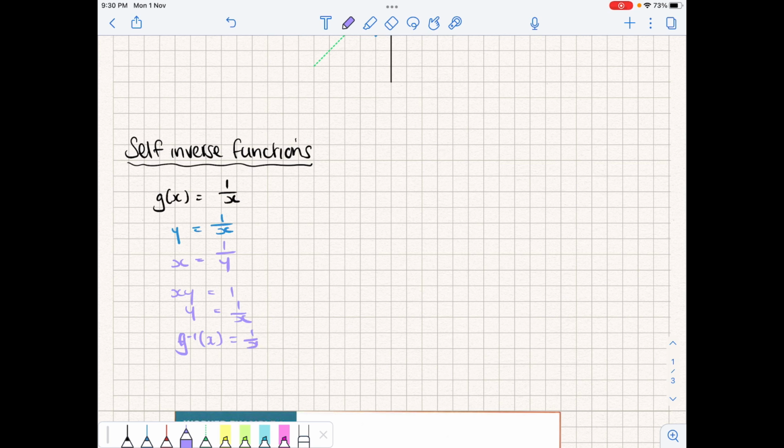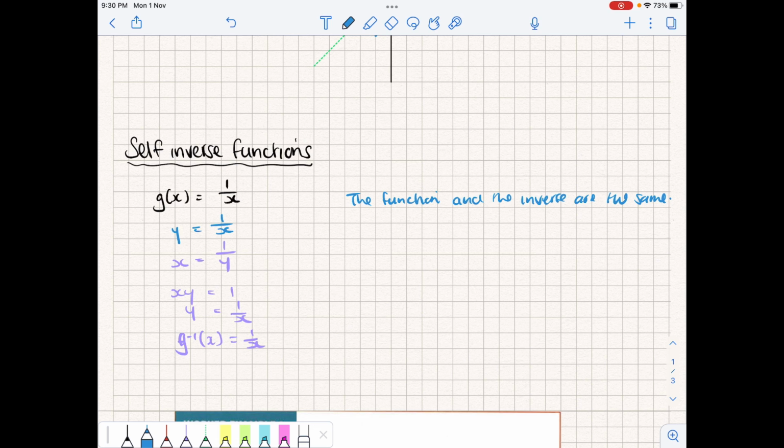So when we talk about a self-inverse function, a self-inverse function is simply where the function and the inverse are the same. Okay, so if you create an inverse function and it's the same as the function, you have a self-inverse function.